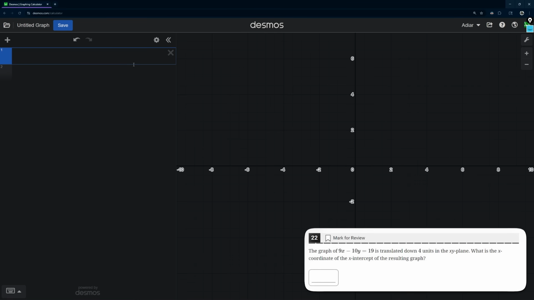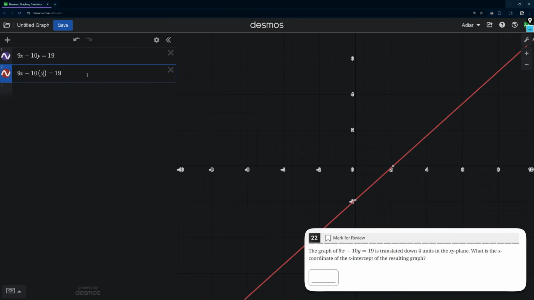So the first way will be doing 9x minus 10y equals 19. And this is the original graph that we're given, the original line. And the question is asking us to translate it down 4 units. So what that means is just moving this line and imagining it to go down 4 units. So what's pretty neat about any function is if you want to translate it up or down or left or right, what you can do is just put parentheses around the variable. So if we're trying to move it up or down, that's changing the y value. If we were moving it left or right, we would be changing the x value.